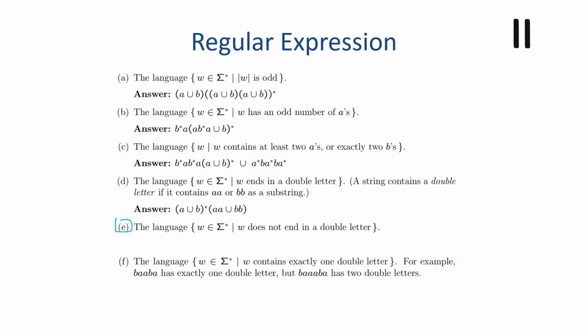Part E, which is kind of like the complement of part D, right? I want the language such that W does not end in a double letter. How can I force it to not end in a double letter? What should I make it end with? We try to make it end with A or B, and make sure that the part before the A or B is not the same as the A or B.